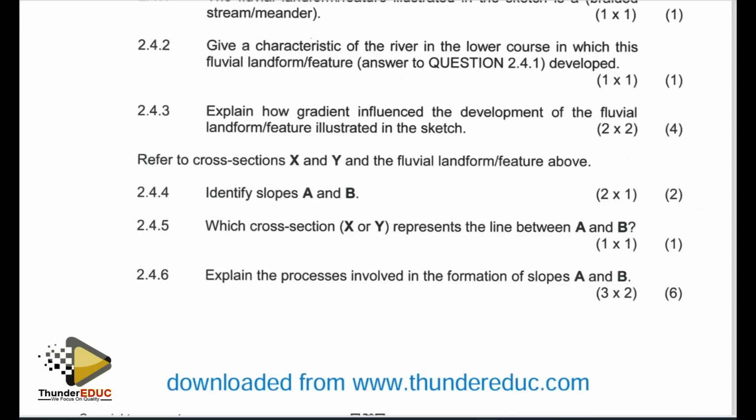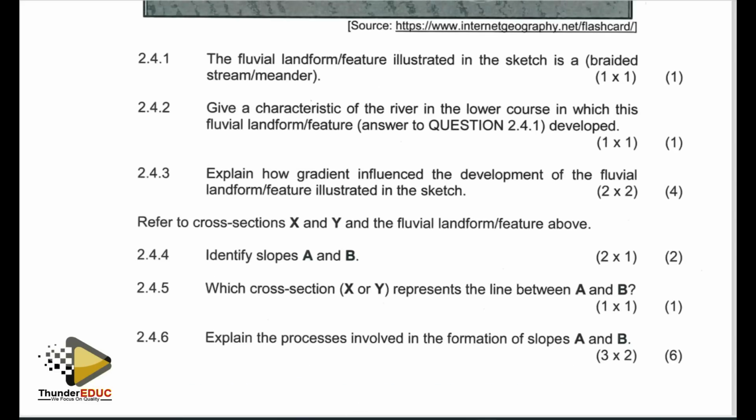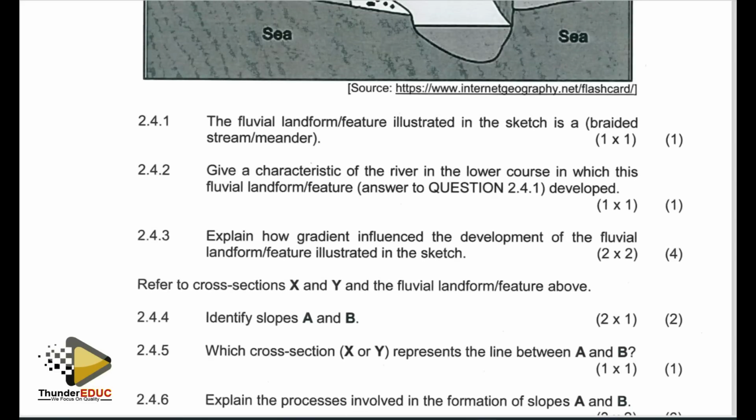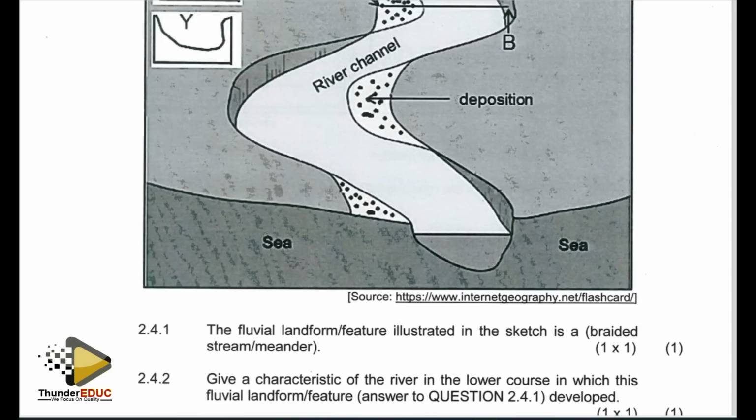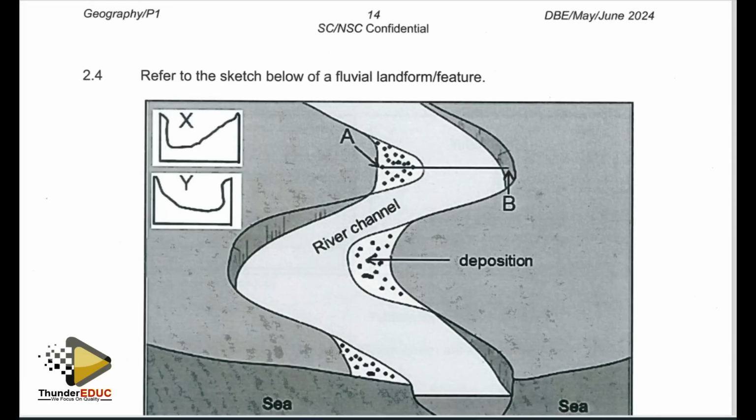That is basically how we can figure out how the meanders develop from the gradient of the landscape in the lower course. Right. Refer to cross-section X and Y and the fluvial landform features above. Identify slopes A and B. We have already mentioned that. Slope A in that instance is a slip-off slope on the inner bend of the river where there is deposition. It's called a slip-off, and slope B is the undercut, which is a slope dominated by erosion on the outer bank of the river.